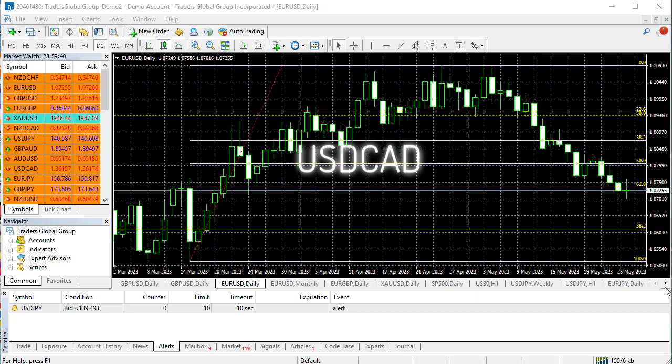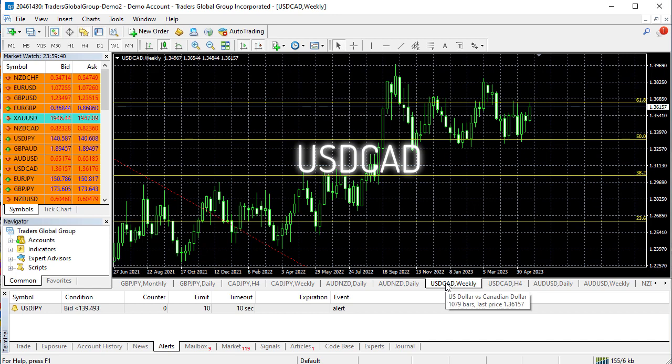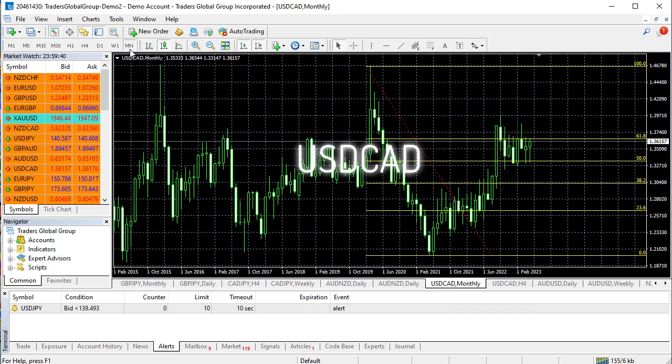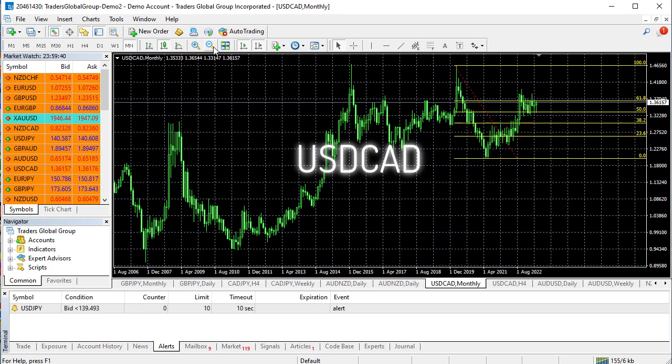Okay, where is my USD CAD? Okay, so let's look at it from the monthly chart just to give you the big picture. So on the monthly chart of USD CAD, this is how it looks.